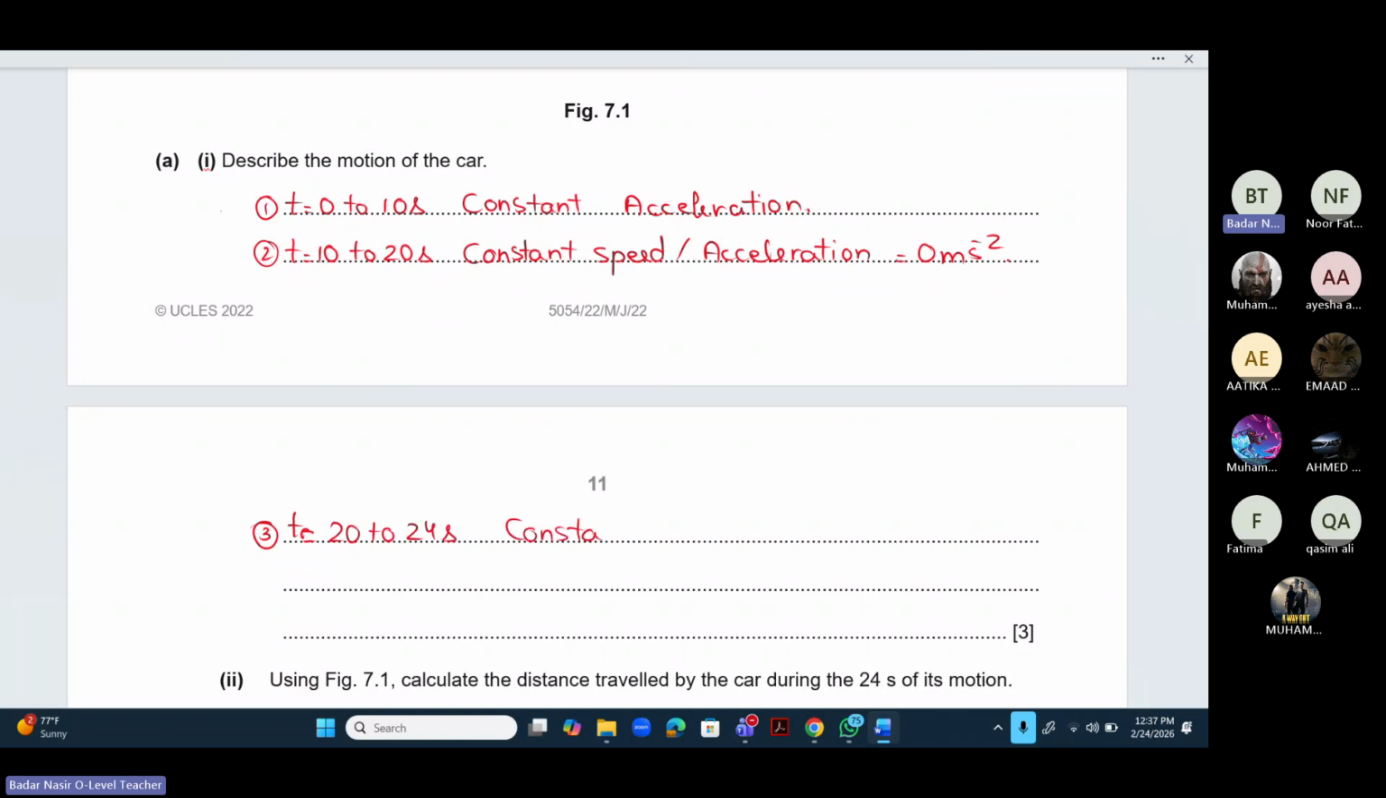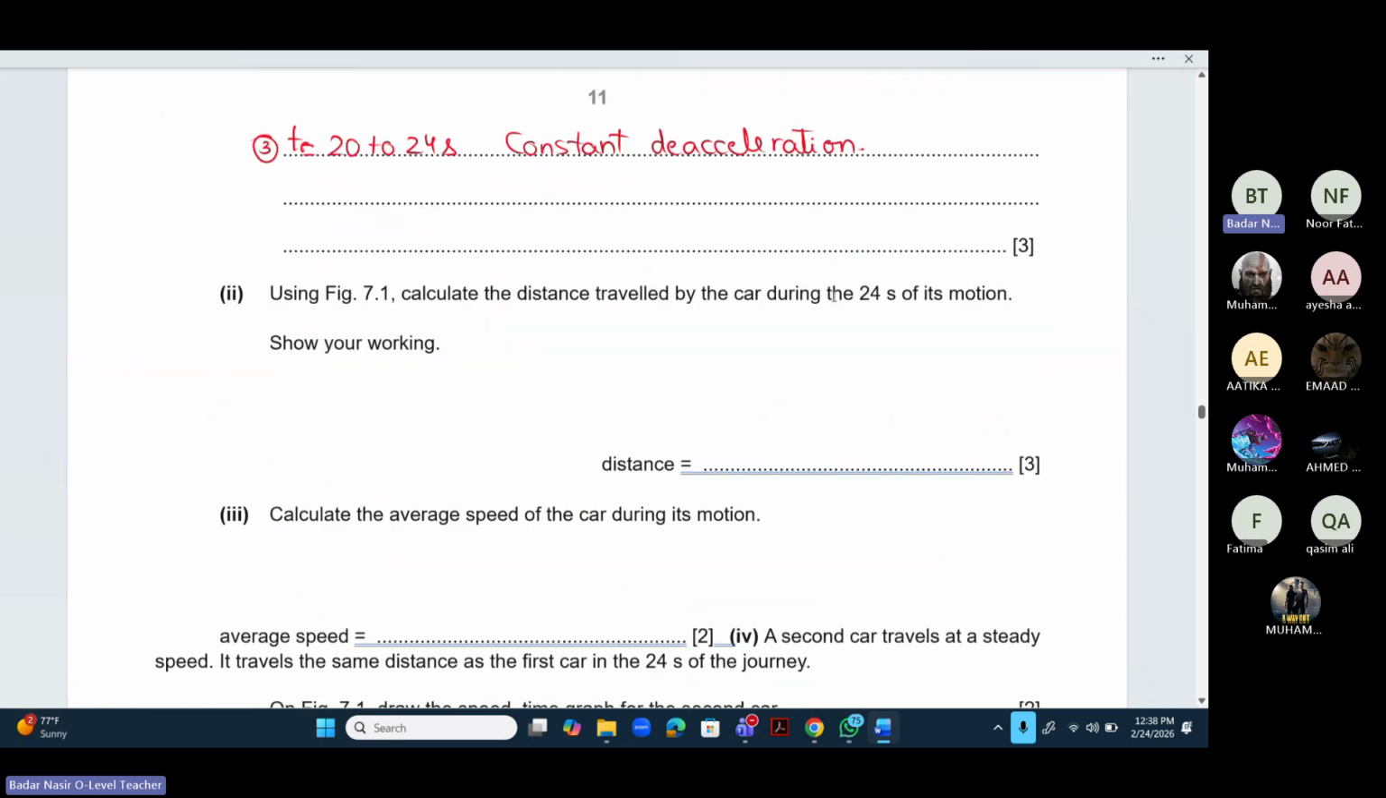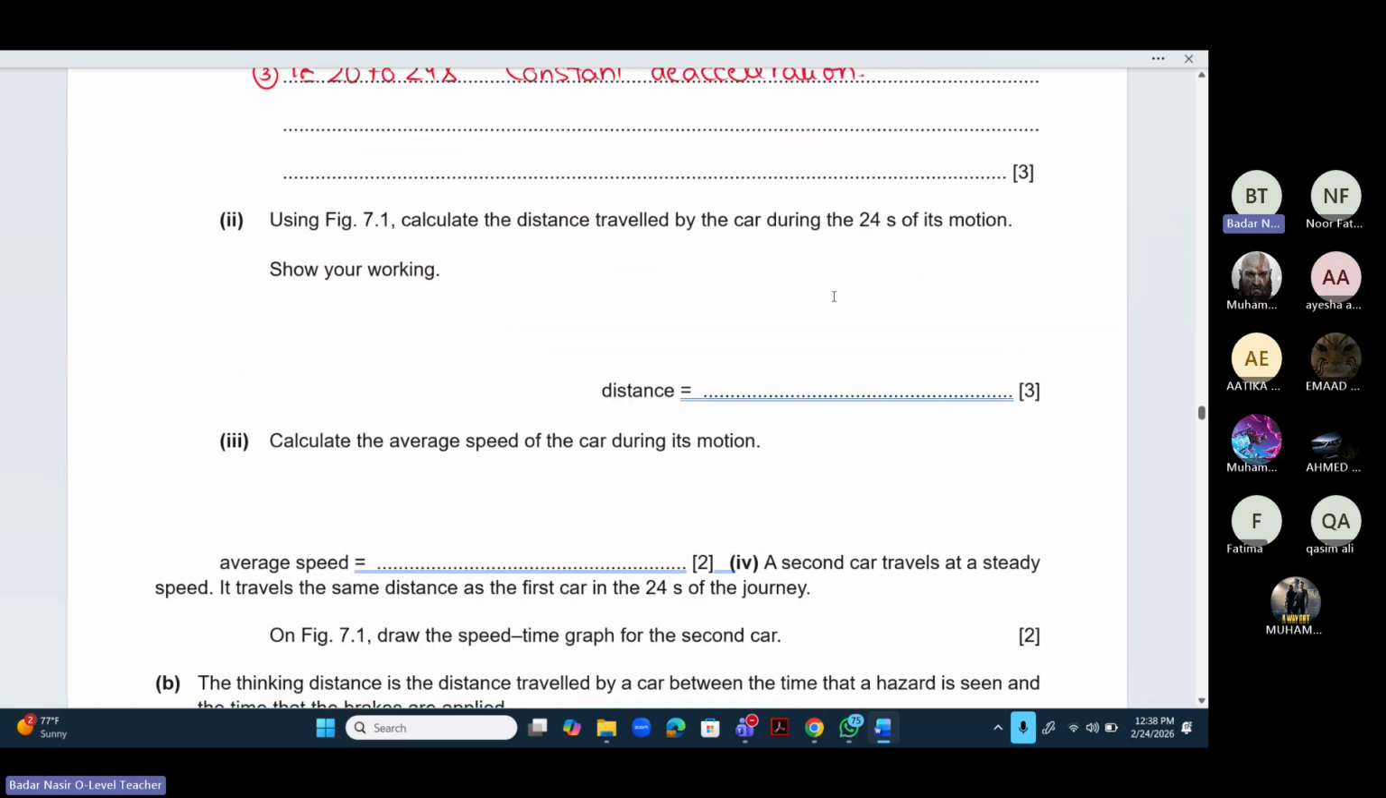Yes, you can also write constant negative acceleration, which is also deceleration. And you can see from the graph that its gradient is constant and negative here, which means its acceleration is negative and constant. In a speed-time graph, the graph gives us distance. Next question: use figure 7.1, calculate the distance traveled by the car during 24 seconds of its motion. Show your working.